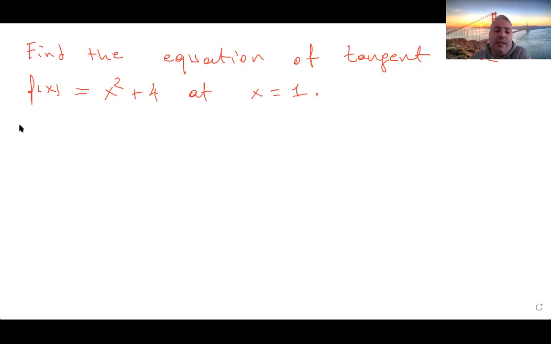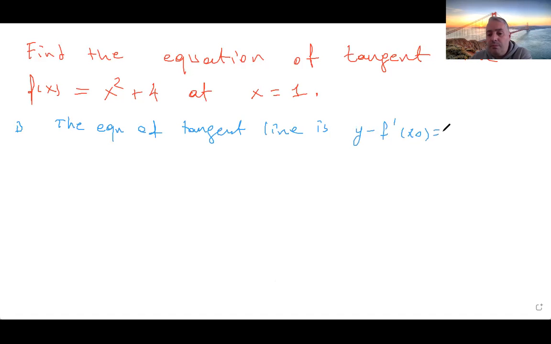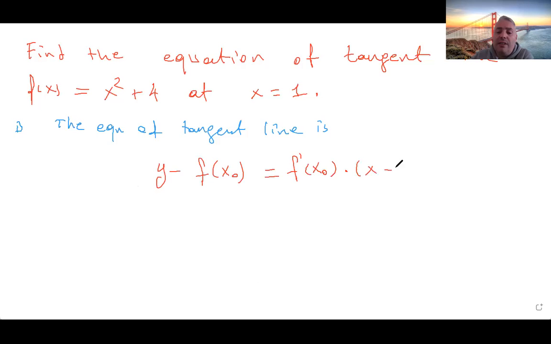So we have to know that to write the equation of the tangent line, the equation of the tangent line is y minus f at x0 is equal to f prime at x0 times x minus x0. Let me correct this, not f prime. This is the equation of the tangent line.